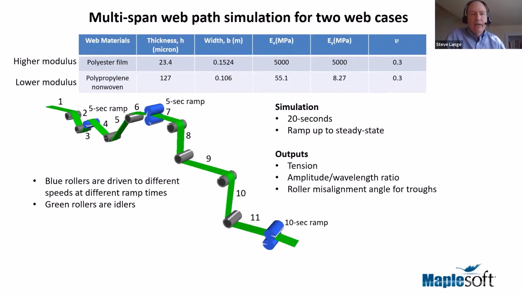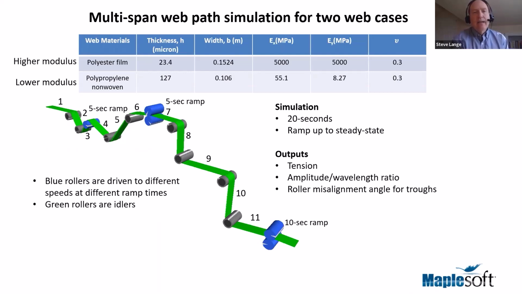We wanted to look at just a fairly simple web path. It has a driven roller. All the blue rollers in this simulation are driven. So we have a driven roller in span 3, we have a nip in span 6, and we have a driven nip in span 11. The other rollers are idler rollers in this simulation.